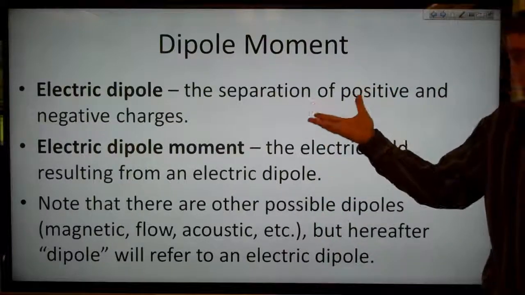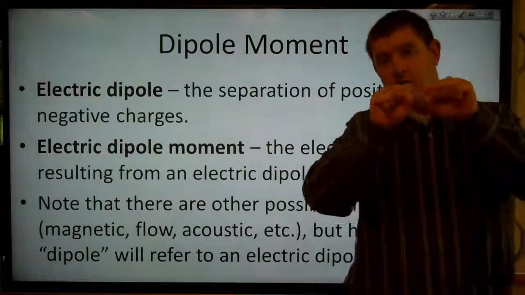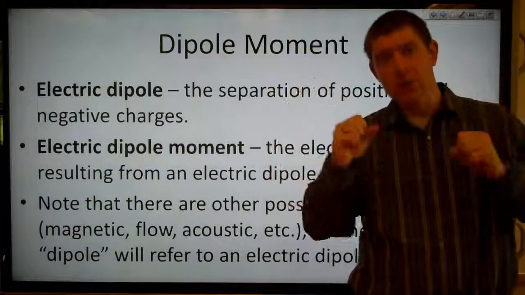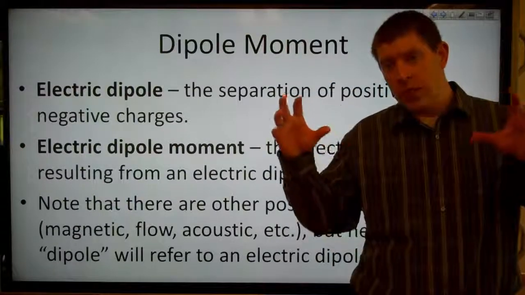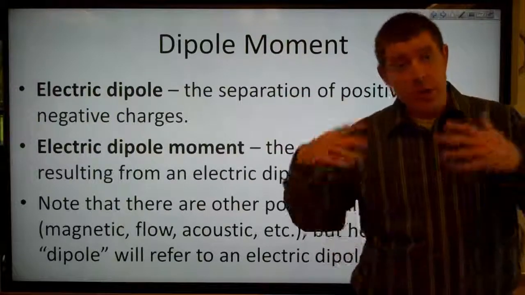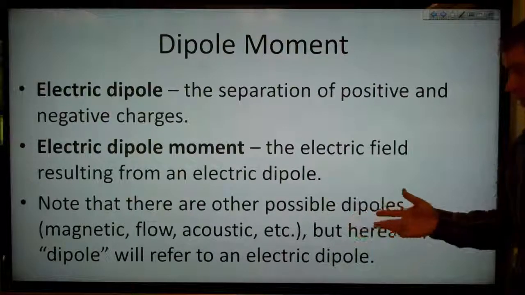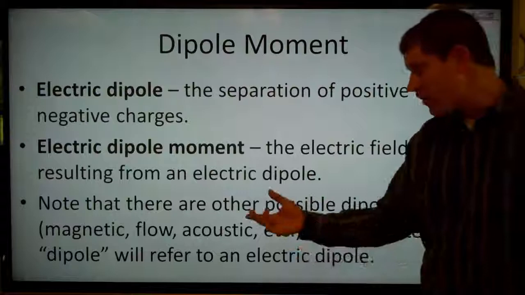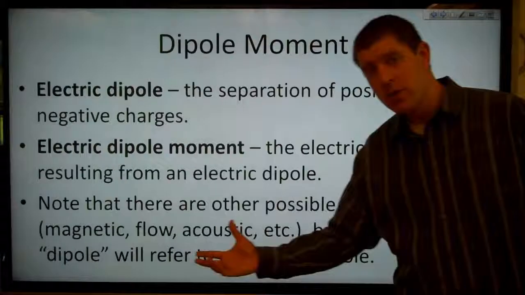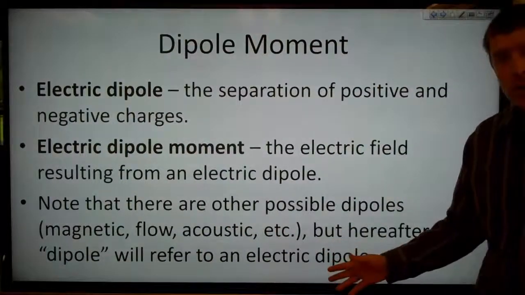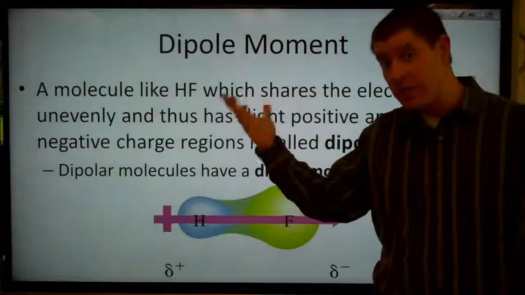A similar sort of thing occurs with an electric dipole. If we take a positive charge and a negative charge and we separate them, there becomes this electric field between those two charges, and we can see its effects both on the charges themselves and on other charges that are around. There are also other possible dipoles, like the magnetic dipole, flow, acoustic, and so on. But I'm going to use the word dipole to refer to just an electric dipole, because in chemistry that's the one we're interested in. From here on, dipole just means an electric dipole.